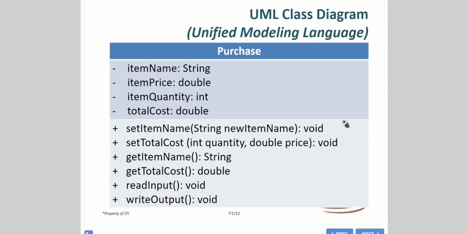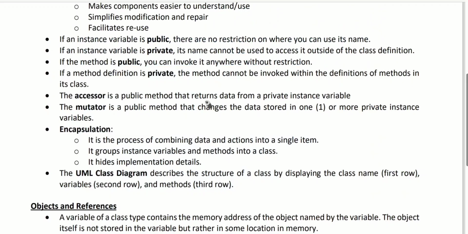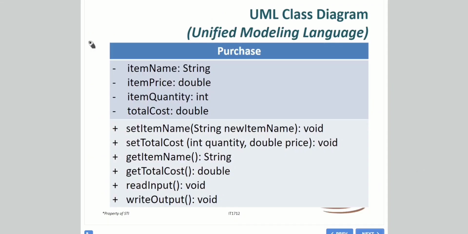Our next topic is about the UML diagram, or what we call Unified Modeling Language. Okay, so when we talk about the UML class diagram, it describes the structure of a class by displaying the class name first on the first row. So this is how a UML class diagram looks like. So this is a class, okay? This diagram represents one class. The class name is called Purchase, okay?